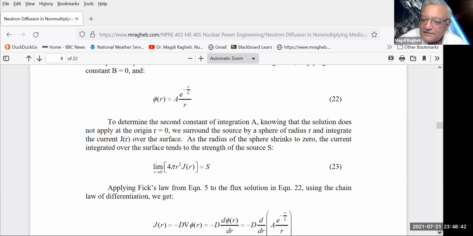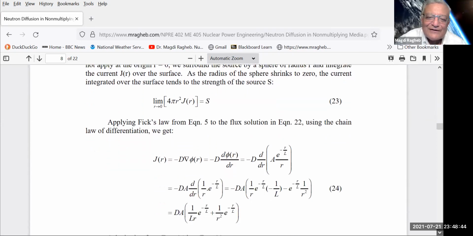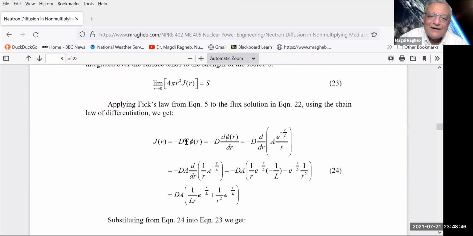Well, the difficulty here is to determine what is the current. The current, according to Fick's law, is minus D, the gradient of phi. And phi, as we said, is equal to A e to the minus r over L over r. Now, again, the constant A can come out. So I get minus D A here. But then I have two terms like u v: one function 1 over r multiplied into e to the minus r over L.